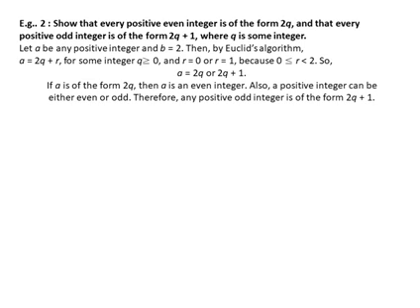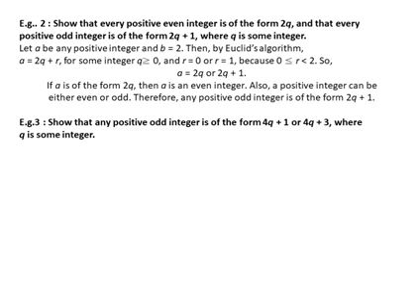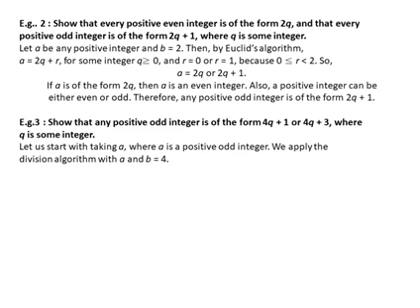Next, example 3. Show that any positive odd integer is in the form of 4q plus 1 or 4q plus 3, where q is some integer. Let me take a as a positive odd integer. By applying Euclid division algorithm, a can be represented as bq plus r. So here the b value is 4. So a is equal to 4q plus r.